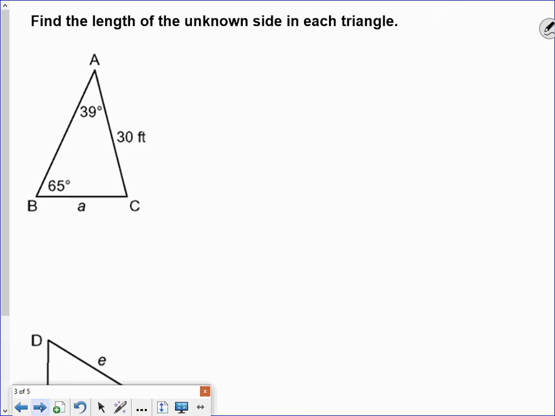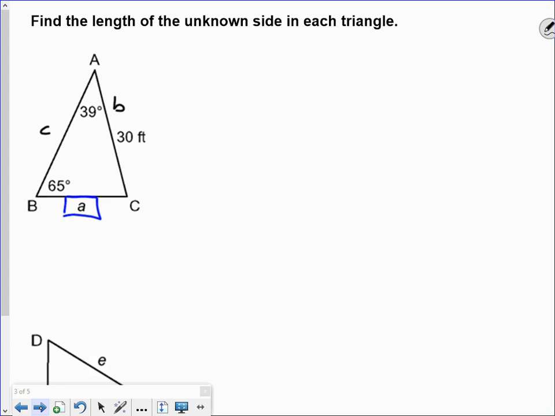So let's take a look at a question involving a triangle. We're going to solve this using the sine law. We actually have two questions to do here. Find the length of the unknown side in each triangle. In this first triangle, we want to find the length of side a. It is our unknown. Just for convenience, we're going to label all of the other sides. Side a is already labeled, this would be side c over here, and this would be side b over here.